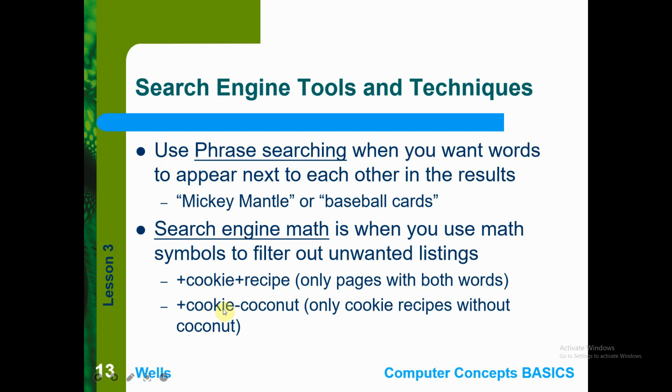Then we also have the minus. The minus is used if you want one keyword to appear but not the other keyword. It will show results according to the symbol you type with your keywords. So with cookie minus coconut, it will only display cookie recipes without the term coconut. You can also combine plus and minus in your search.